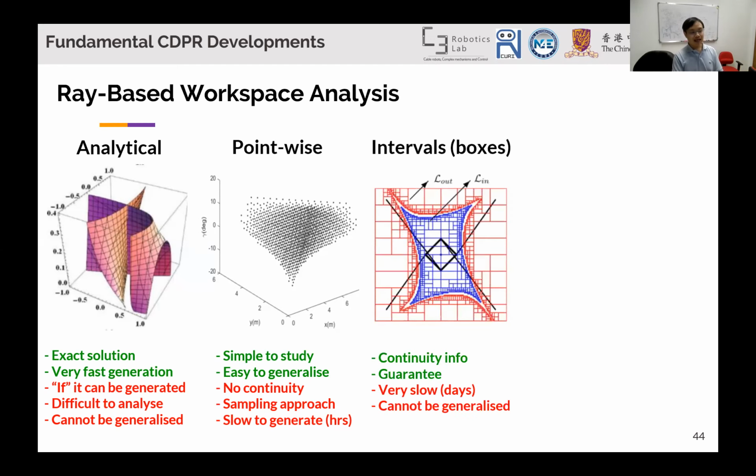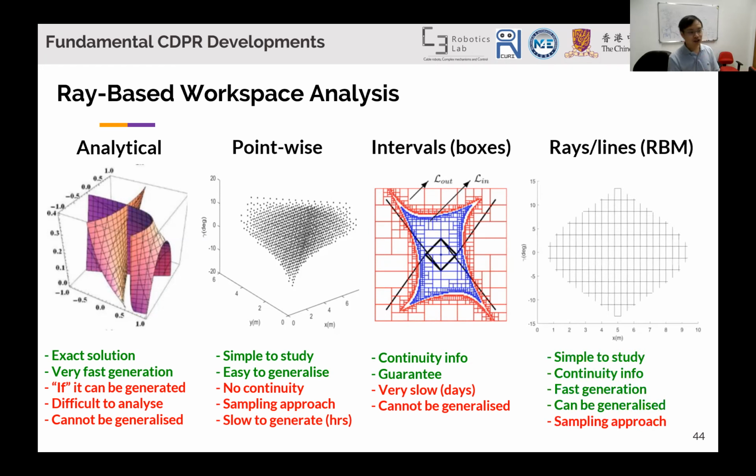There's also interval analysis, which is a great extension, a great balance between the analytical and pointwise, because you've got continuity information. You get a guarantee rather than just a point guarantee. You get a volume guarantee. It's also, I wouldn't say it's fast by any means, and I would say it's difficult to generalize to different classes of systems as well.